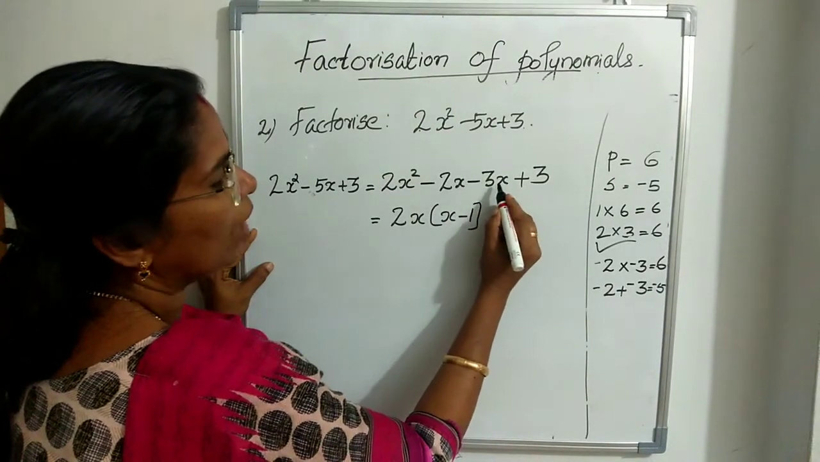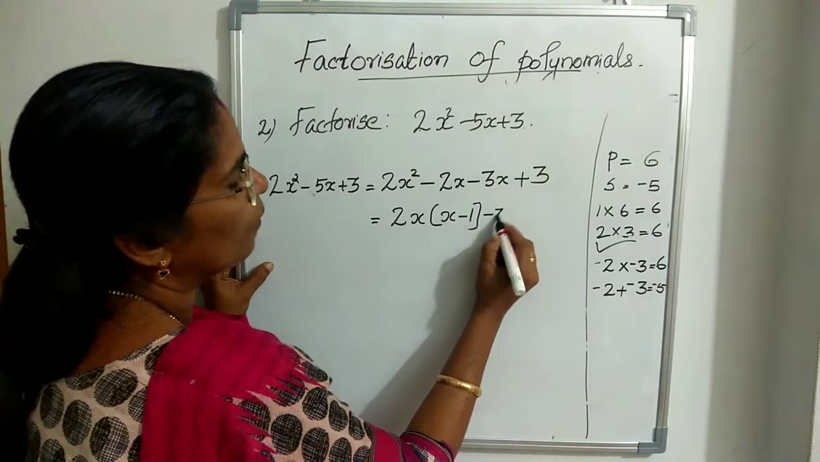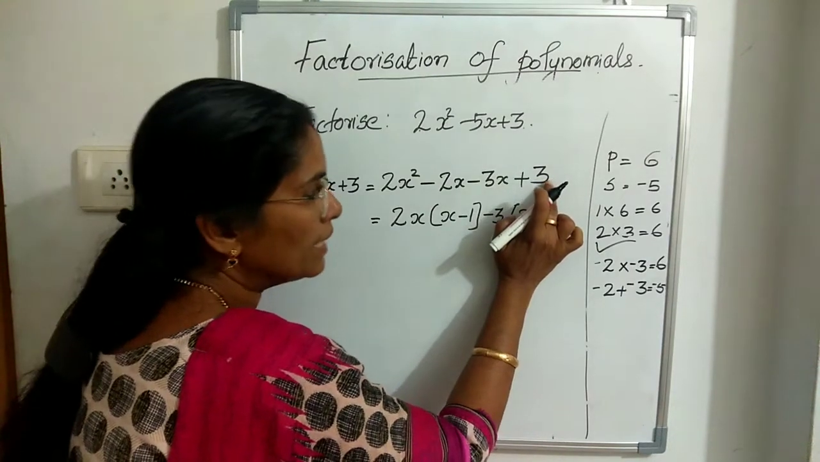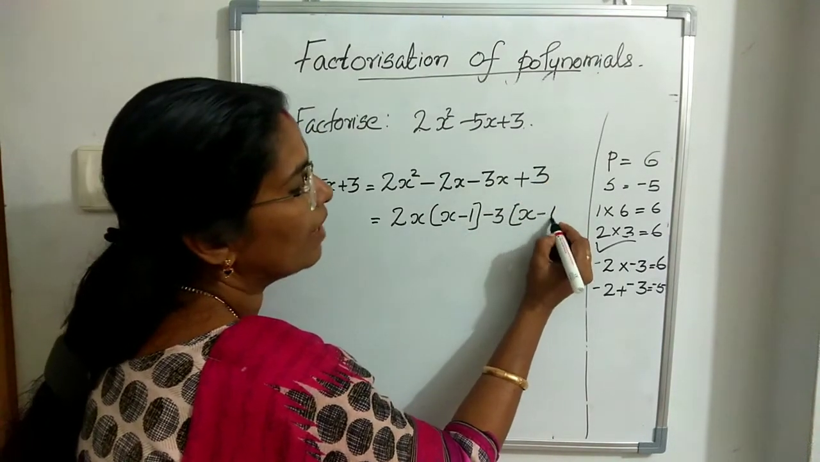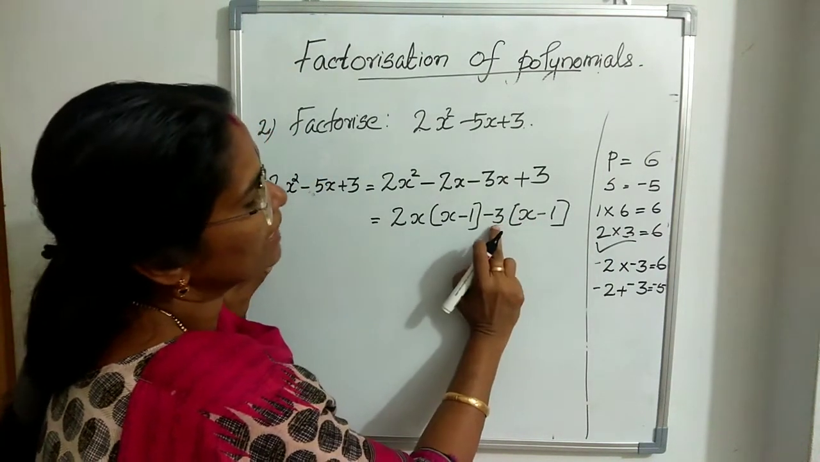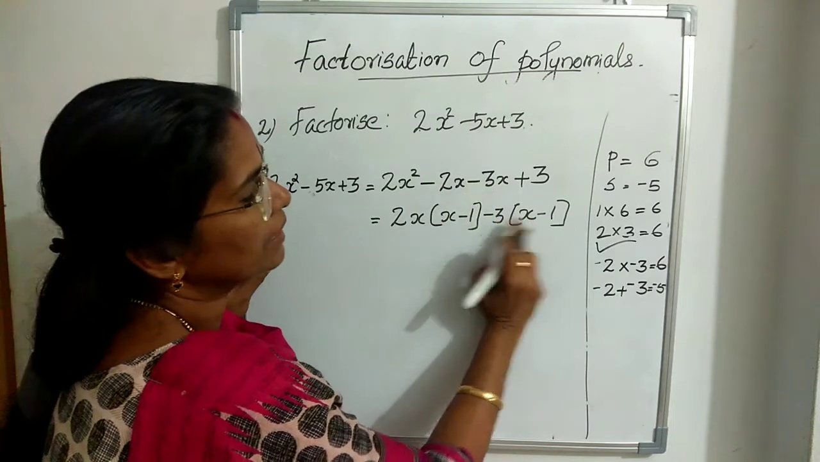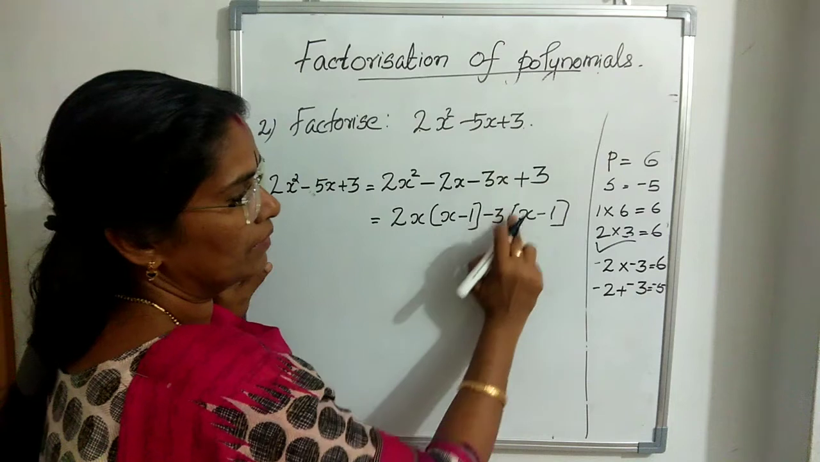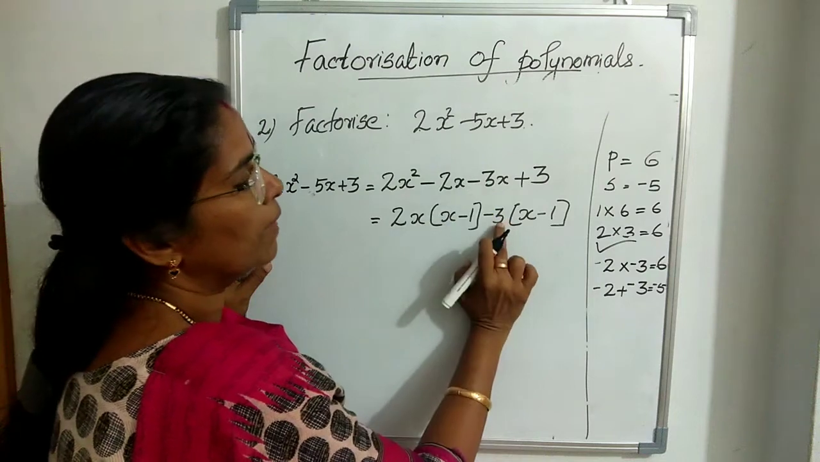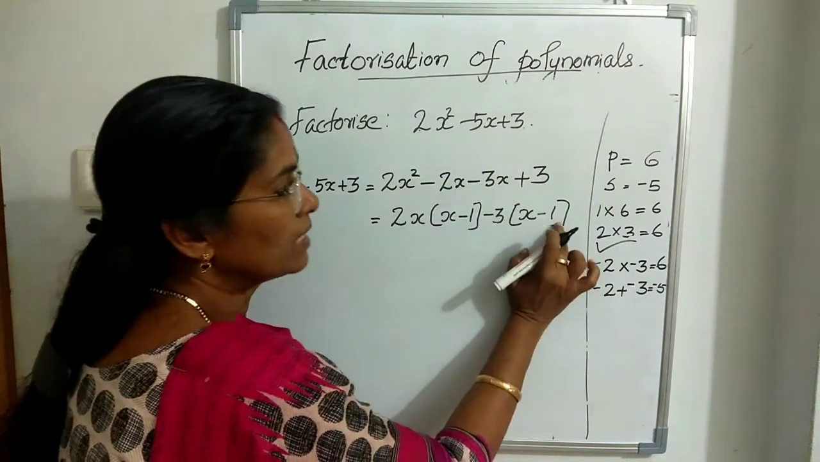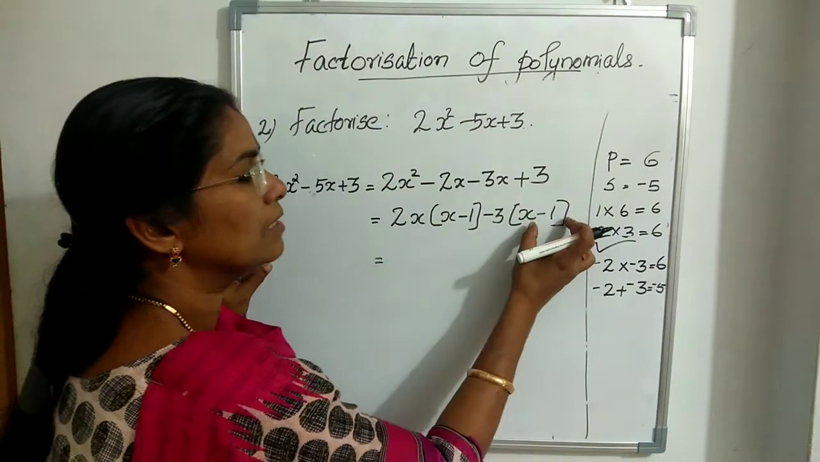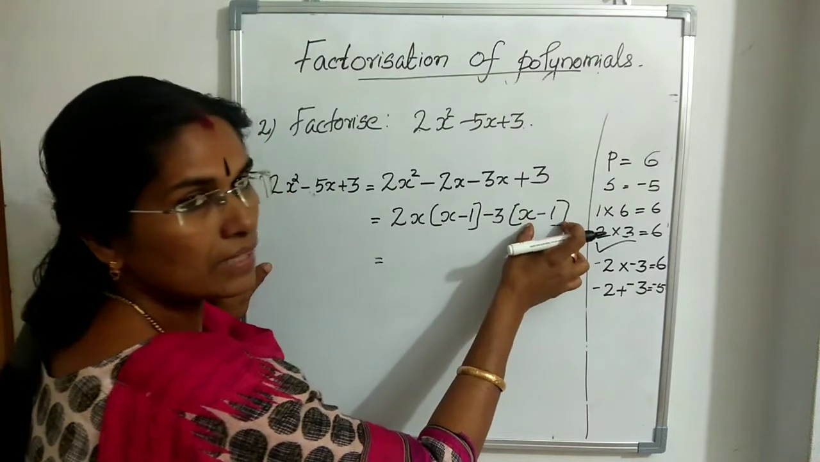And from here we have to take minus 3 common. Then here x is there. From here we are taking minus 3 common, then minus 1 is there, balance. You have to check by multiplying these terms. Minus 3 into x is minus 3x. Minus 3 into minus 1 becomes plus 3. Any confusion here? One more time. Minus 3 into x is minus 3x. Minus 3 into minus 1 is plus 3. Okay. You have to remember always, inside the bracket the same expression will be there. Otherwise your answer is wrong.